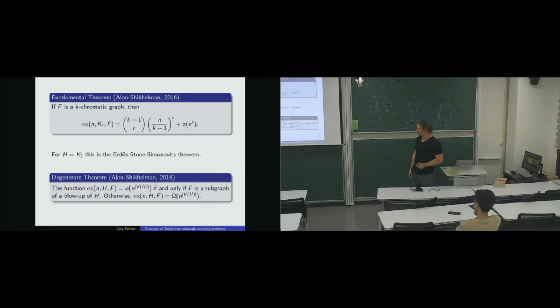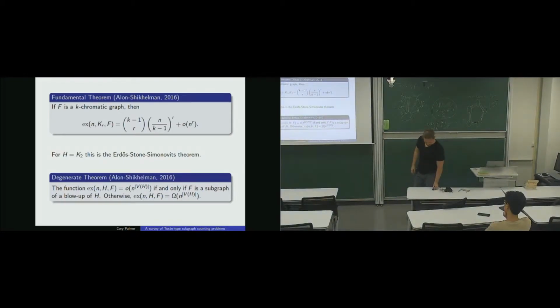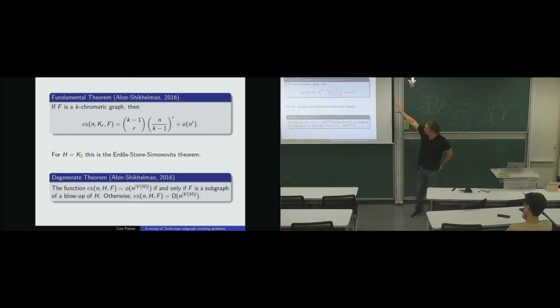And then there's this, I'm going to call it the Degenerate Theorem here, which tells us what the degenerate case is for this counting function. Notice the discrepancy between these two. Up here in the fundamental theorem, it's not as general as it can be. I'm only counting K_r, so I'm not counting some general H. I'll get to that in a little bit, why that's kind of an issue.